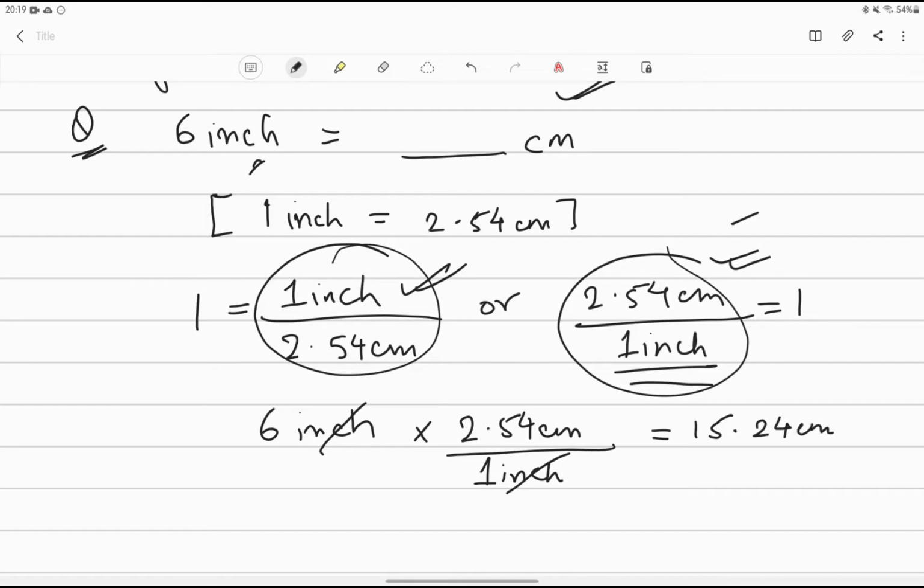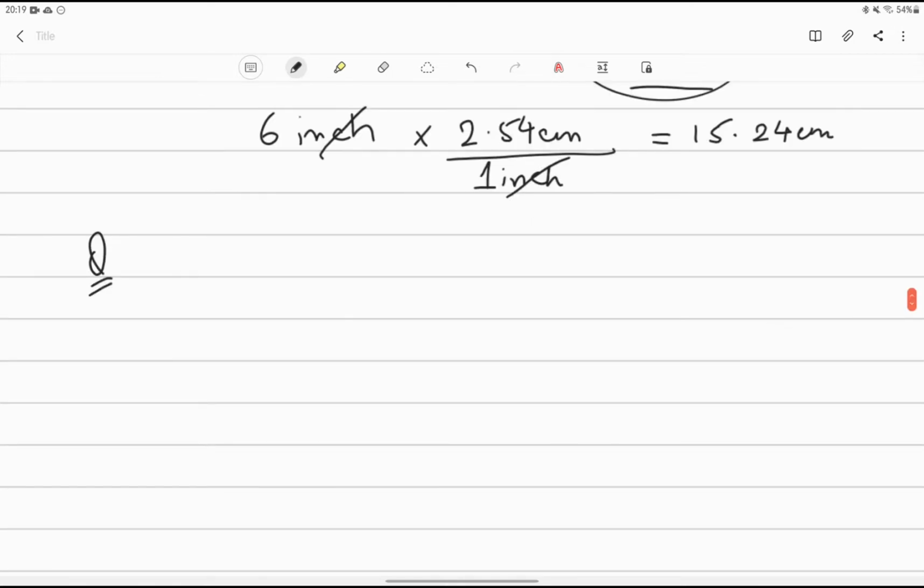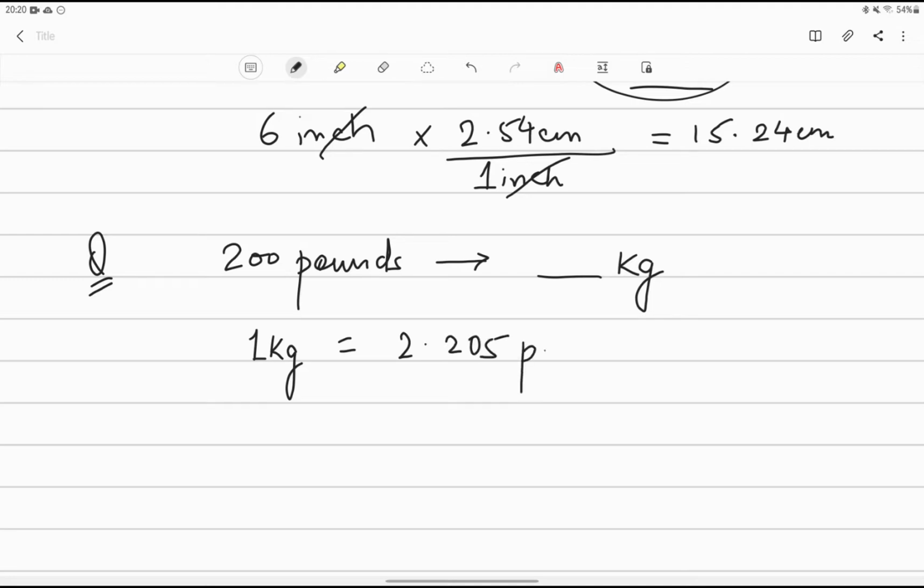Alright, so basically what we did was select the factor where the inch was in division form, so that I can easily cancel it out. Now just suppose you have to convert 200 pounds into kg. So 1 kg is equal to how many pounds? It is 2.205 pounds. So for interconversion you need to know this.